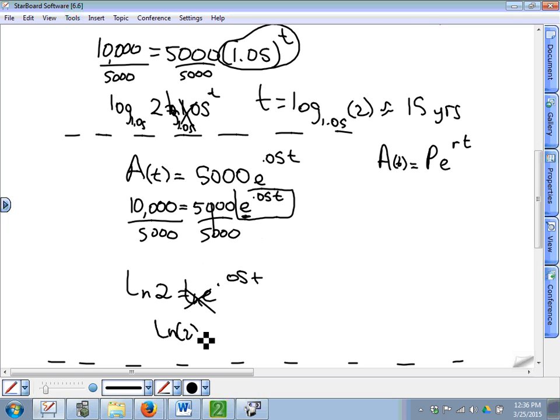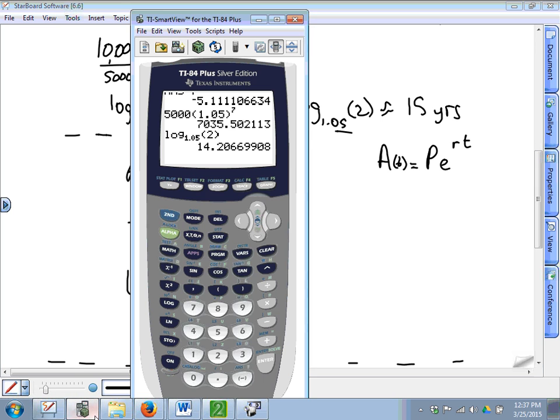So you got the natural log of 2 equals 0.05t. Ooh, we're getting somewhere now. That t isn't an exponent. Turn this into a number. And then what would you do with the 0.05? Divide by it. So let's do this in just one step. Go to your calculator, type in natural log of 2, and then divide that by 0.05. Natural log of 2 divided by 0.05.